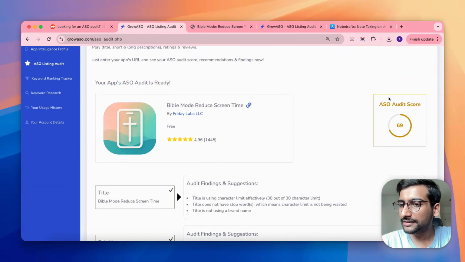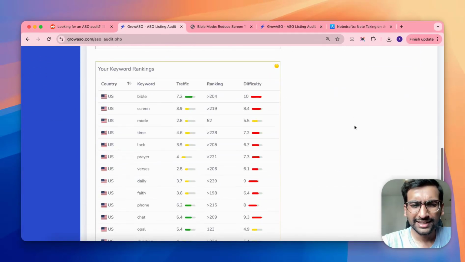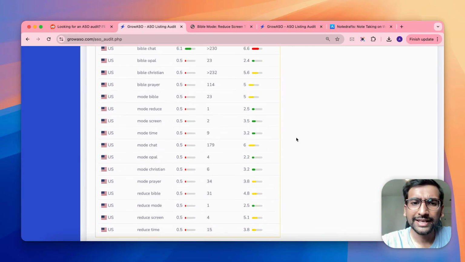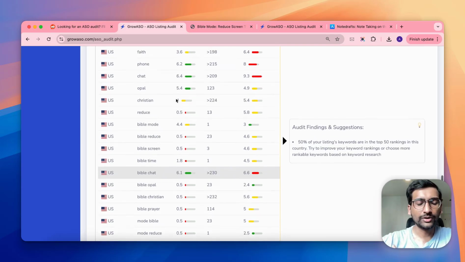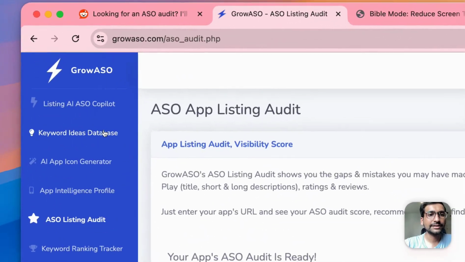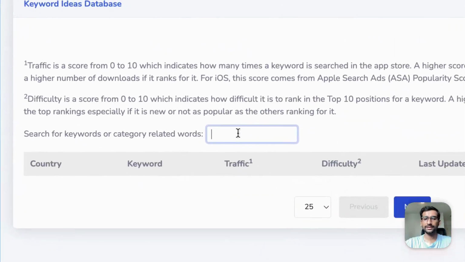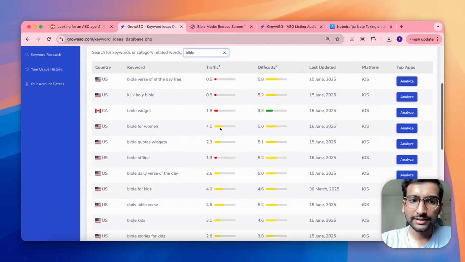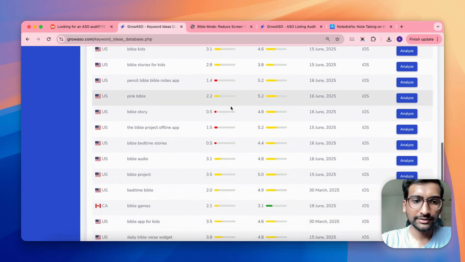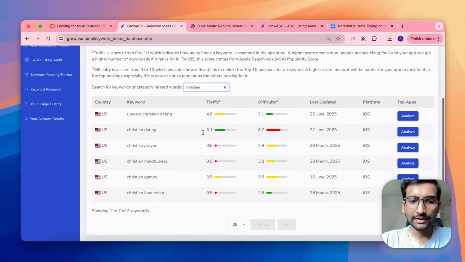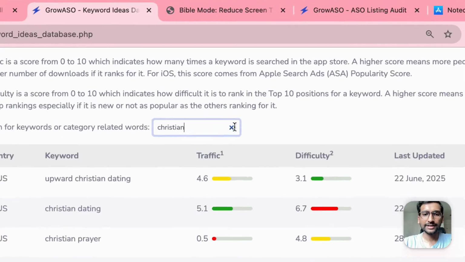Okay, final listing is there, a score of 70. It's a bit harsh, I think. 70, I think this app should get more. But again, most of these keywords are low traffic, so I think it will be important to find some keywords which have higher traffic. I can look at the database if there is something. Bible is probably a famous one. Yeah, there are quite a few. Christian. Okay, there's more on the dating aspect, but there are some keywords.